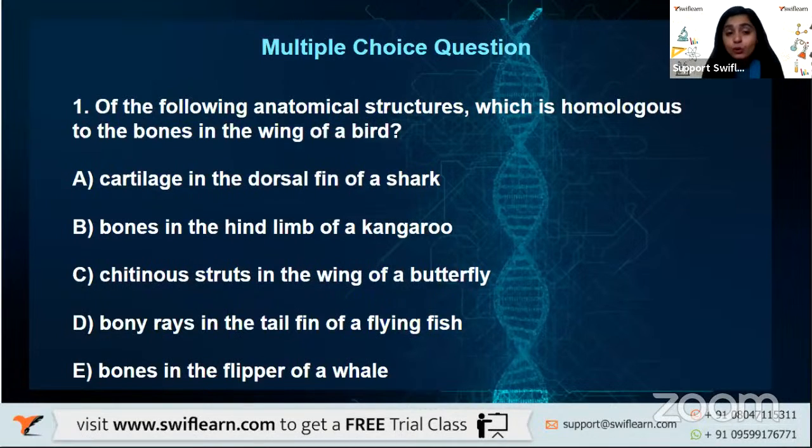So going through all of these options, I feel that the answer for the same is E, that is the bones in the flipper of a whale, right? If you remember, they were homologous to the hands, human hands, or maybe horses' limbs, they have kind of similar structure.